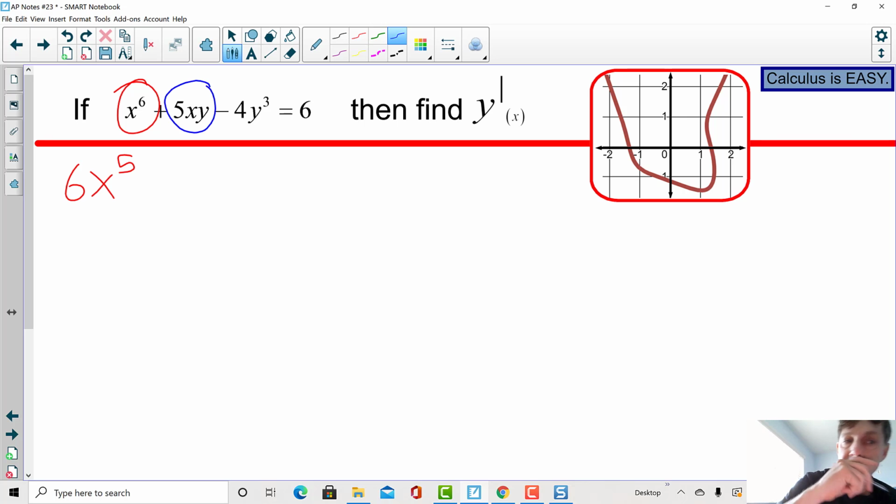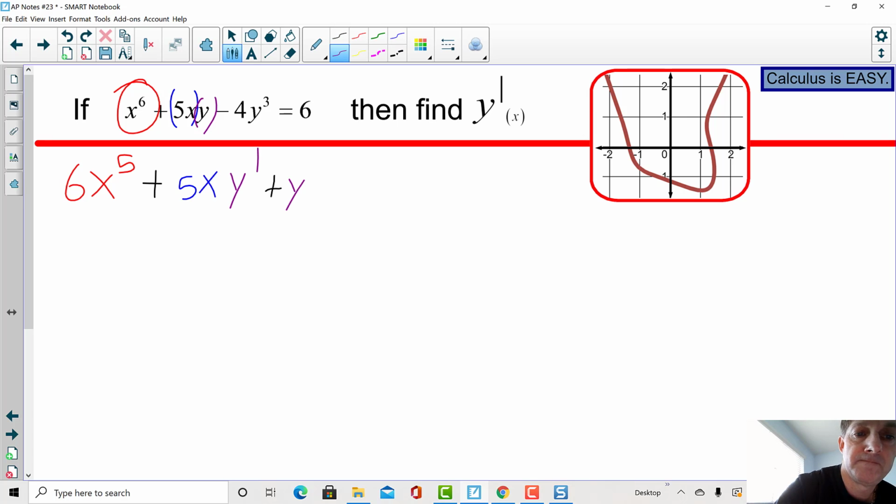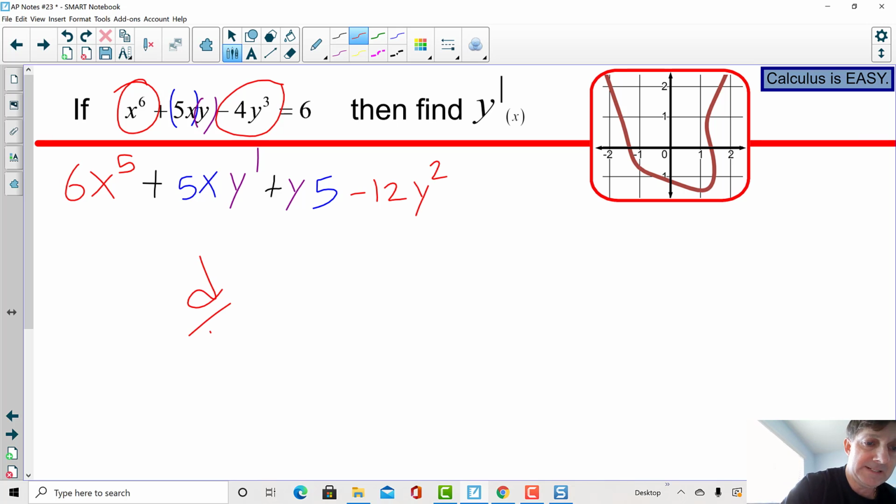This piece is going to be the product rule, so we can let the first thing be 5x, and the second thing can be y. So we can do the first times the derivative of the second, plus the second times the derivative of the first. Now we'll do the derivative of this piece. The 3 comes down. The new power is 2. But we're doing d dx. And this is not an x, this is a y. So we're going to need an extra piece. We're going to need y prime.